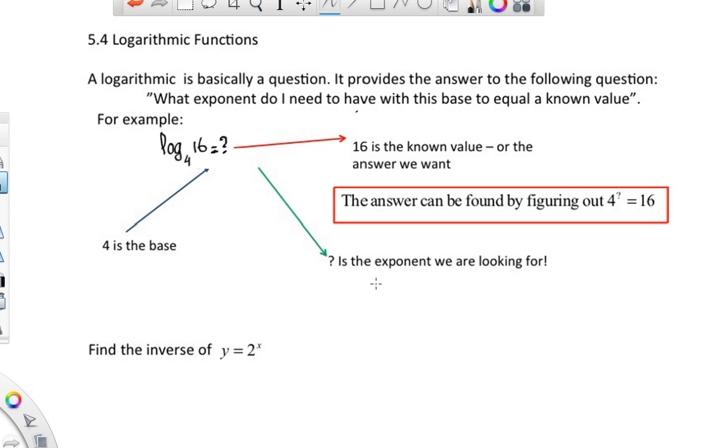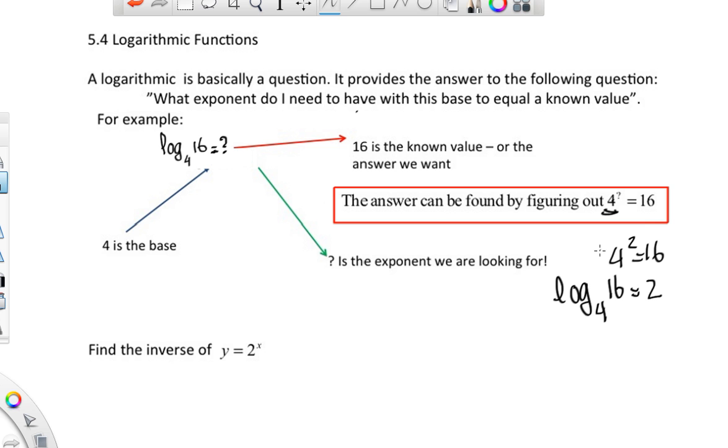Okay, so again, what exponent do I need to stick on 4 to get 16? Well, the answer is 4 to the second is 16. So that means that the log base 4 of 16 is going to give me 2.